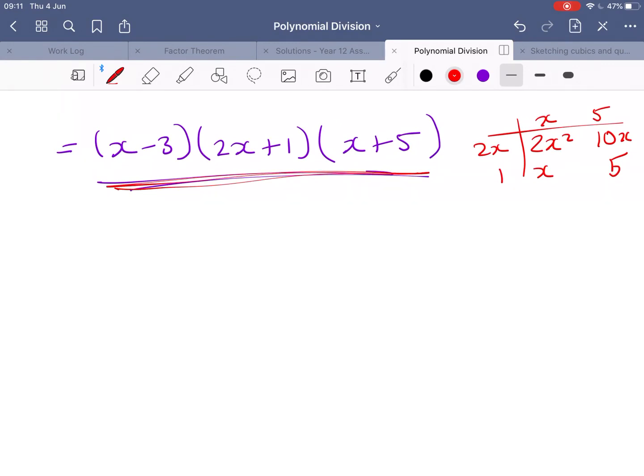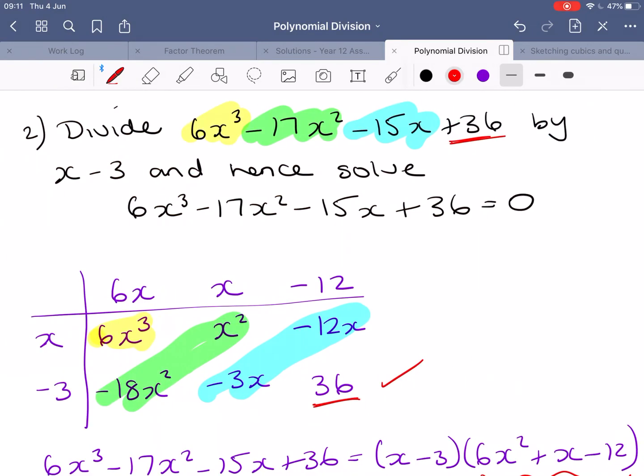I don't then go and say, well, that bracket equals 0 or that bracket equals 0 or that bracket equals 0. It hasn't asked me to solve it. It just says fully factorise. And I have done. I've got my factors. Now the second question does go on to say solve. But we start the same way.